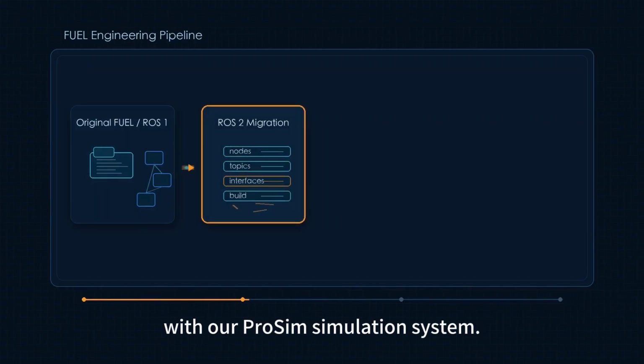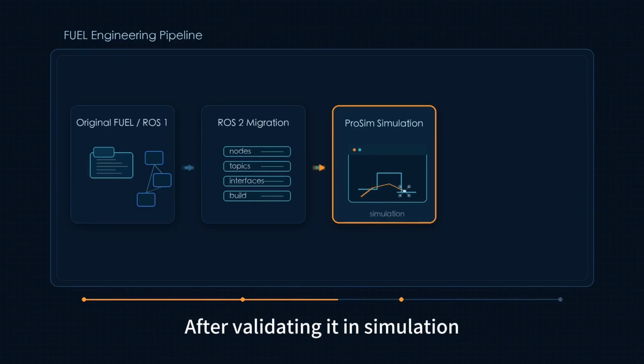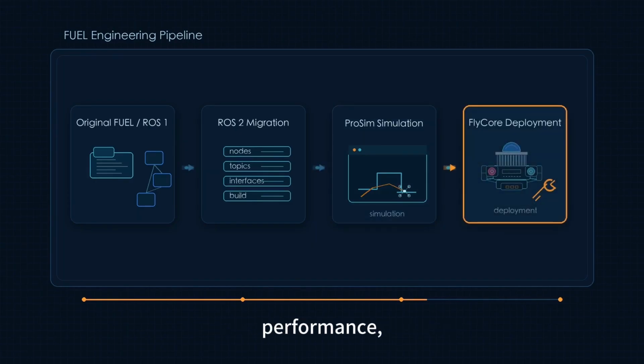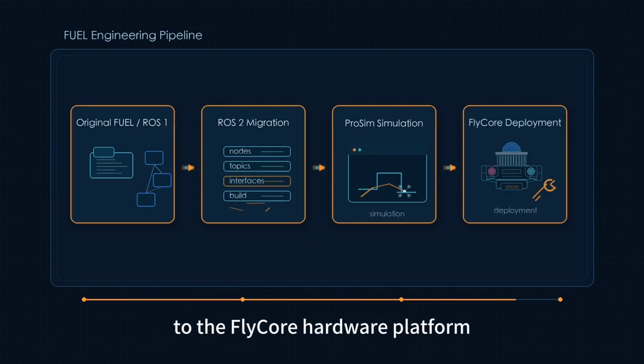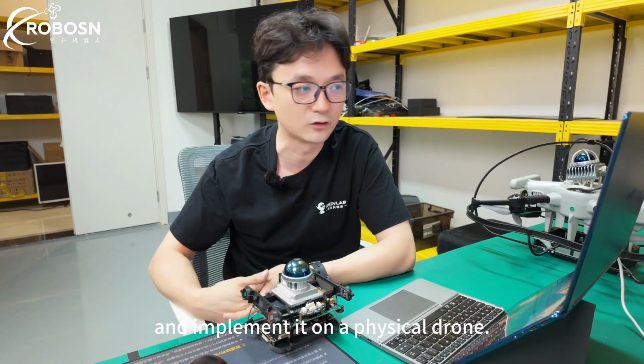Then we connect it with our ProSim simulation system. After validating it in simulation and confirming stable planning performance, we migrate it to the FlyCore hardware platform and implement it on a physical drone.